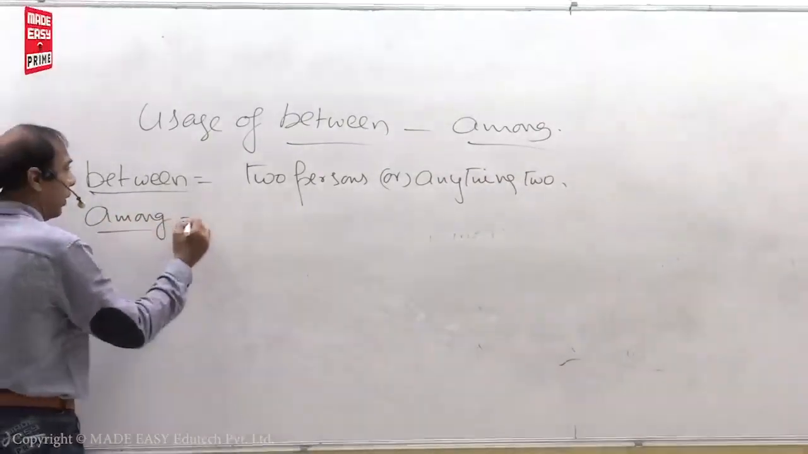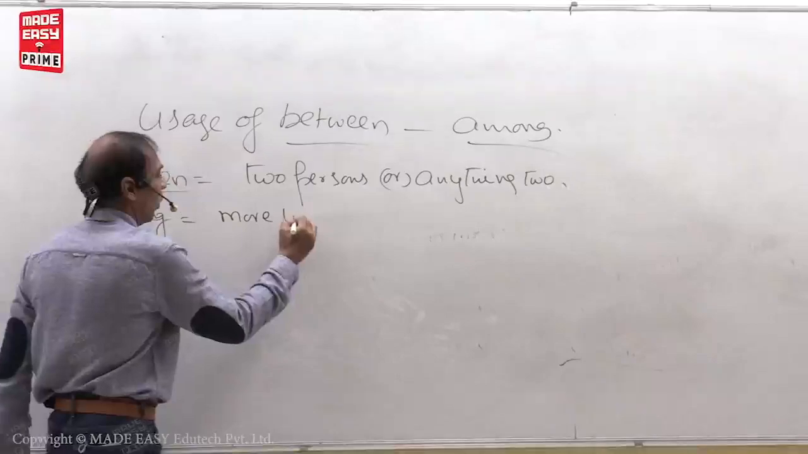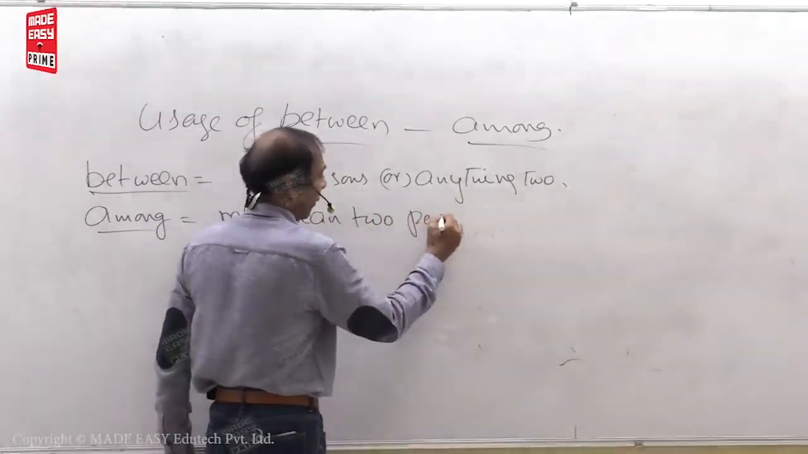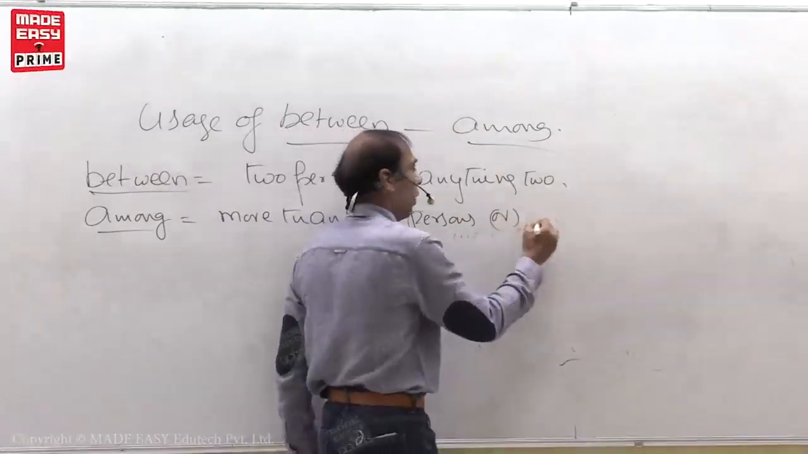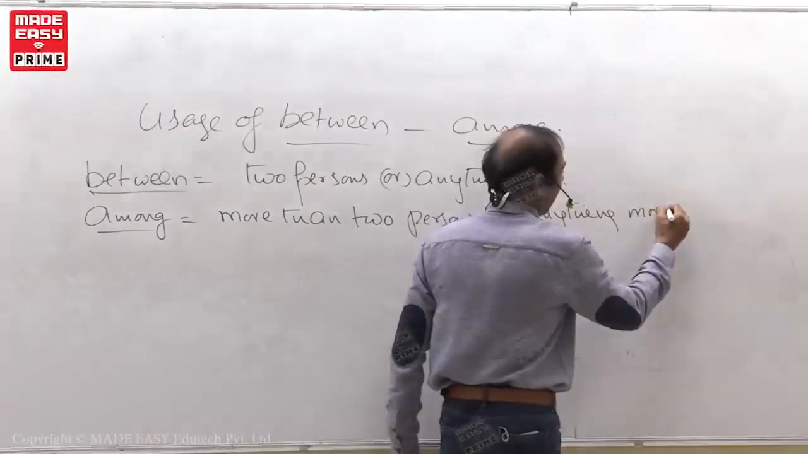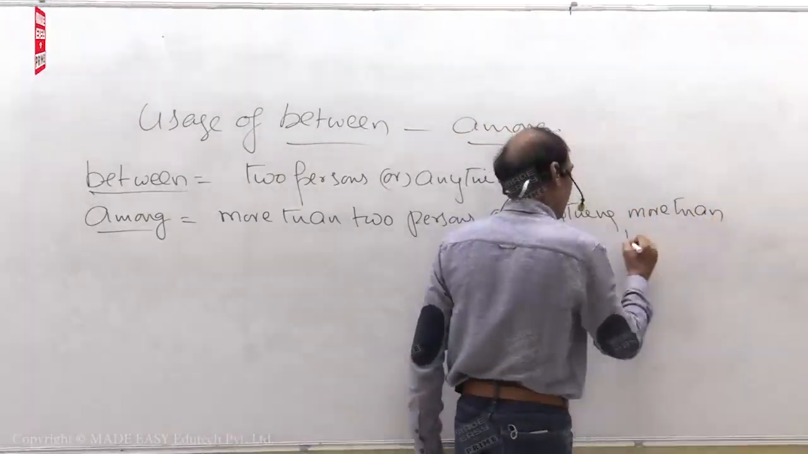Among is equal to more than two persons or anything more than two.